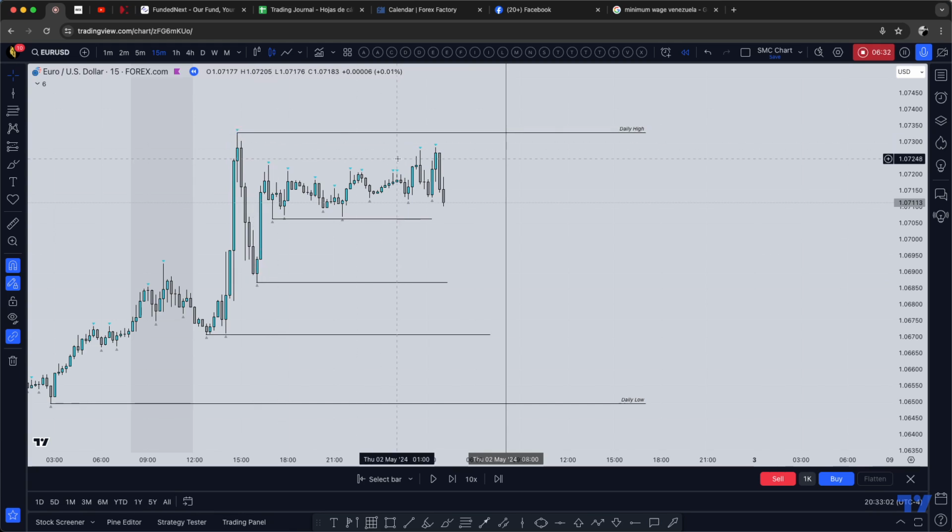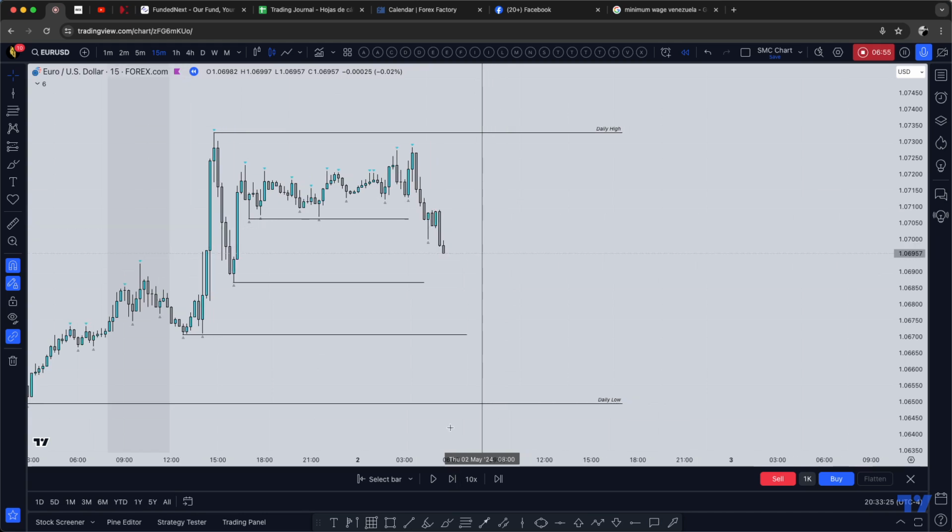But what I told my student was that ideally you don't want to see this high being taken, because you want this to be your target for New York session tomorrow, the next day. So ideally you don't want to see this high being taken during London or Asian session. It would be best if this high does not get swept. And look at what happens.